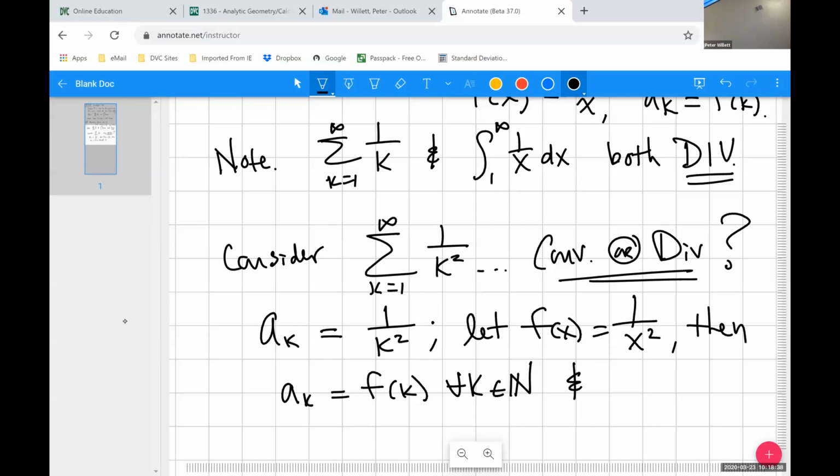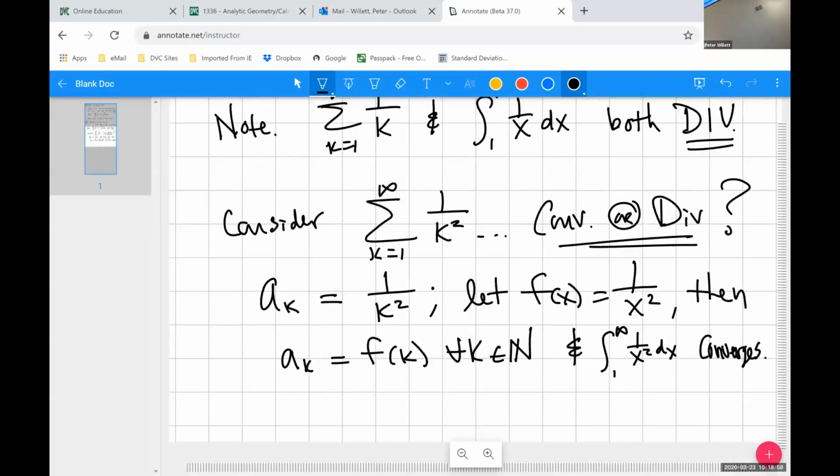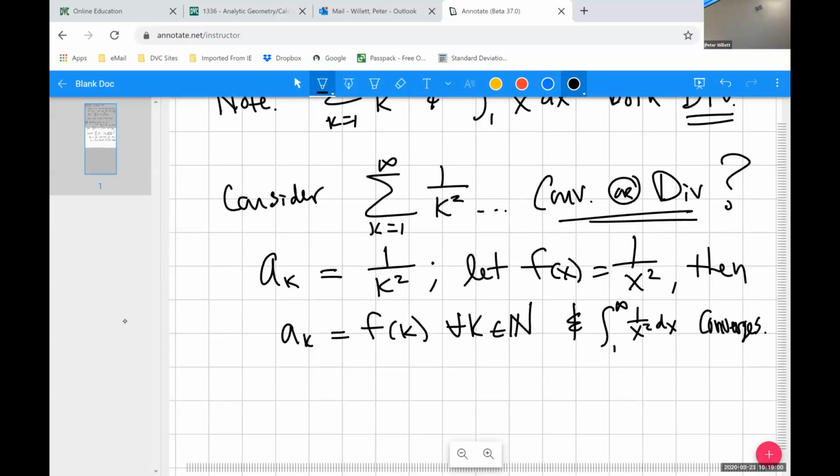And because we've done this work before as well, the integral from 1 to infinity of 1 over x squared dx converges. I believe we figured out the value of this before was just a 1. So let's say I put that in here actually. Converges to 1.